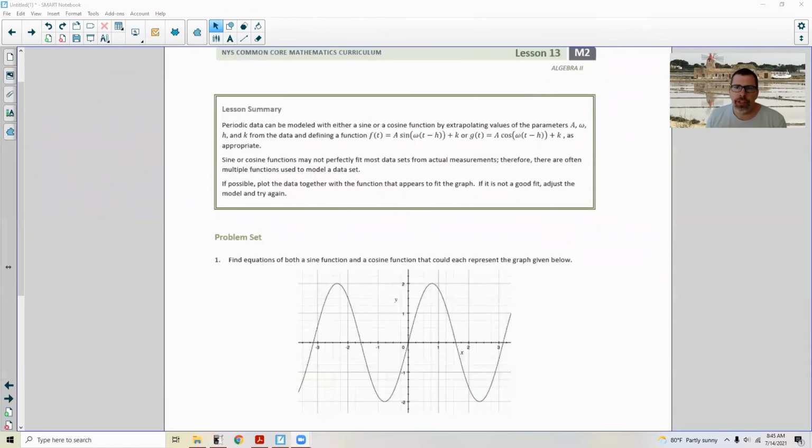Okay, page 9 brings us to the end of lesson 13. Review the lesson summary and go to your problem set.